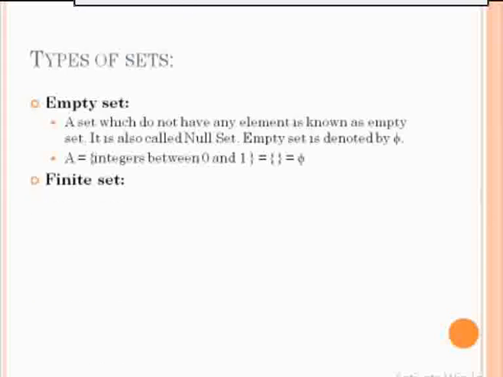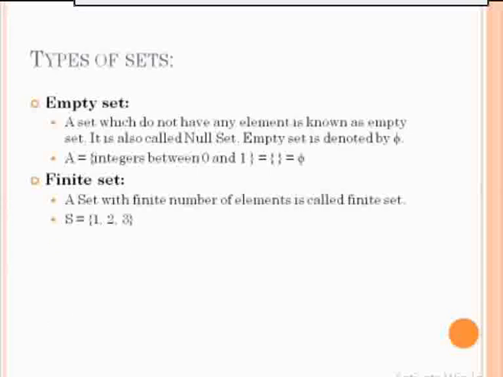Next type is finite set. A set with a finite number of elements, or you can say a countable number of elements, is called a finite set. For example, set S is given as 1, 2, 3. As you can see, there are three members or three elements, countable members. So this is the example of a finite set.